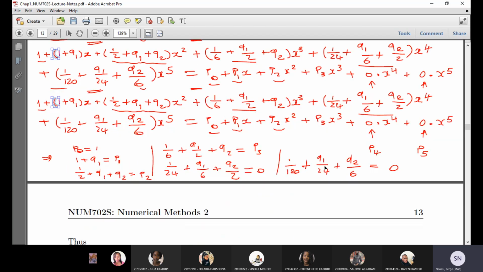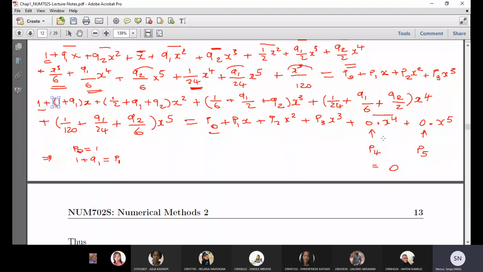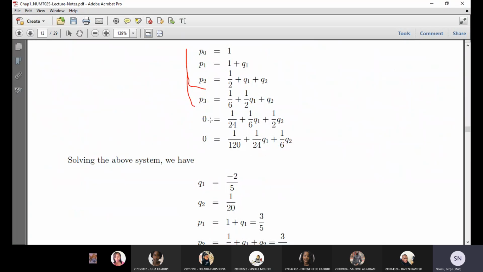And this comes from this extra term here, where we set P4 to 0 and P5 to 0. That is what gives us a right-hand side or left-hand side, depending on how you write it. And then we can take all these coefficients to the left-hand or right-hand side to obtain a linear system for our Q1 and Q2. So once we solve this linear system in Q1 and Q2, we come back and substitute in the formula to obtain the values of P1, P2, and P3. So that's the procedure.